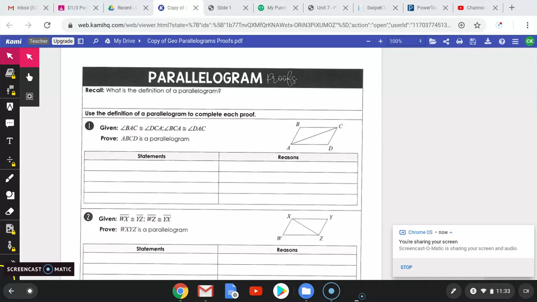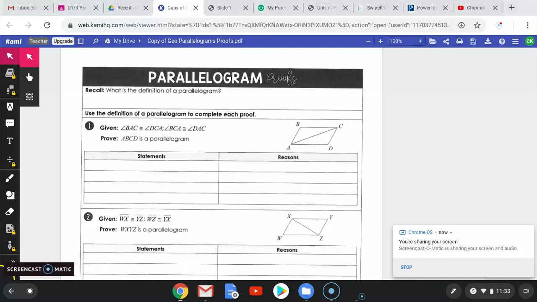Hello boys and girls, this is Mr. Kizik, and in this video we're going to look at some parallelogram proofs. Now I will say, with these proofs here, there are many different ways to go about solving these. So we're not going to look at every single one that you have in your packet, but we are going to look at a few.